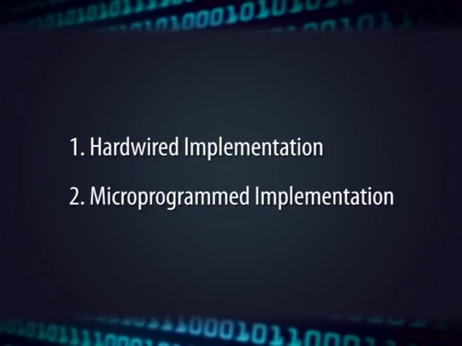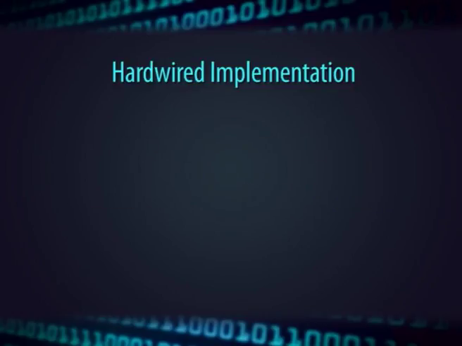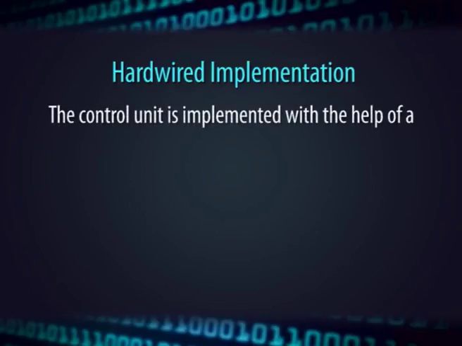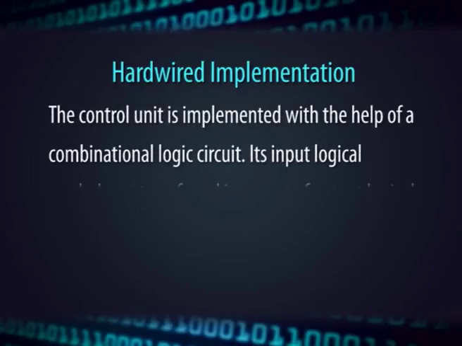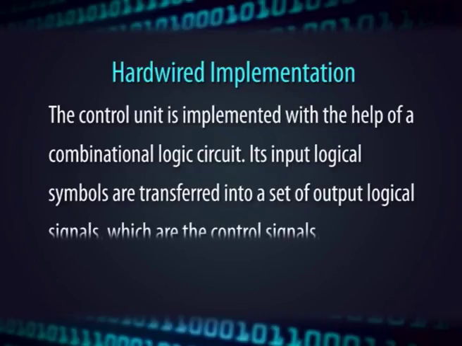Next, we learn how the functions of the control unit are implemented. Two of the most commonly used categories of implementing a control unit are, first, hardwired implementation and, second, microprogrammed implementation. In a hardwired implementation, the control unit is implemented with the help of a combinational logic circuit. Its input logical symbols, which are the input to the control unit, are transformed into a set of output logical signals through the combinational circuit. Output logical signals are nothing but the control signals.